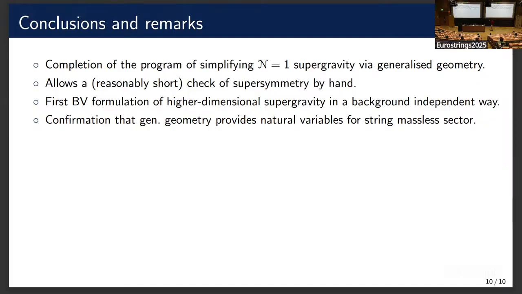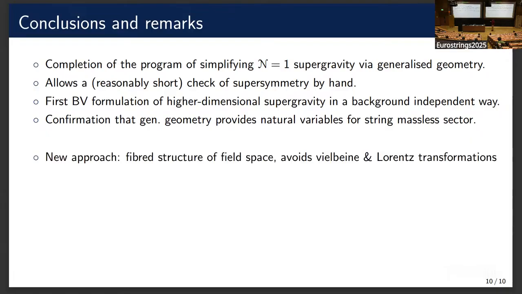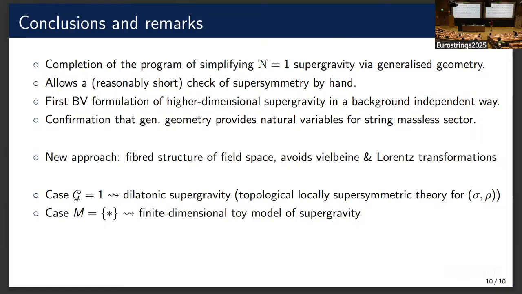And it also confirms once again that generalized geometry provides the right, or the natural, set of variables to use for the string massless sector. And in order to do this, just as a technical simplification, we use this direct metric approach where we avoided the Vielbein and the Lorentz transformations.